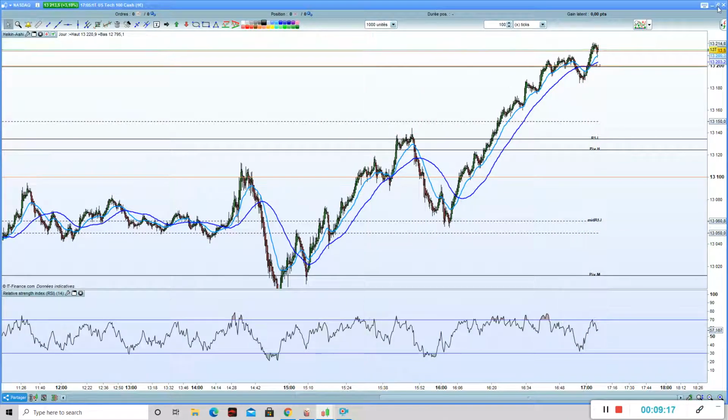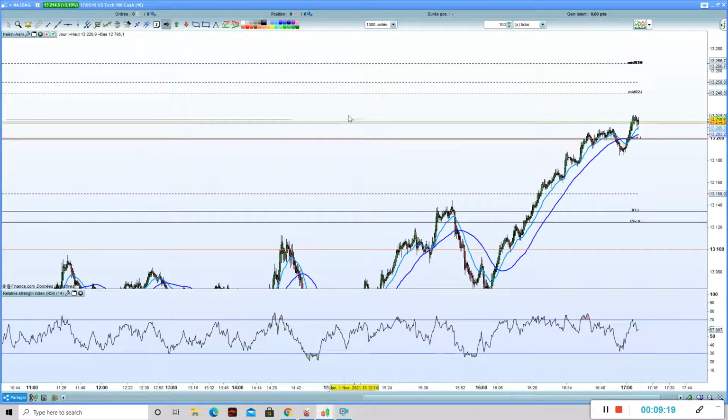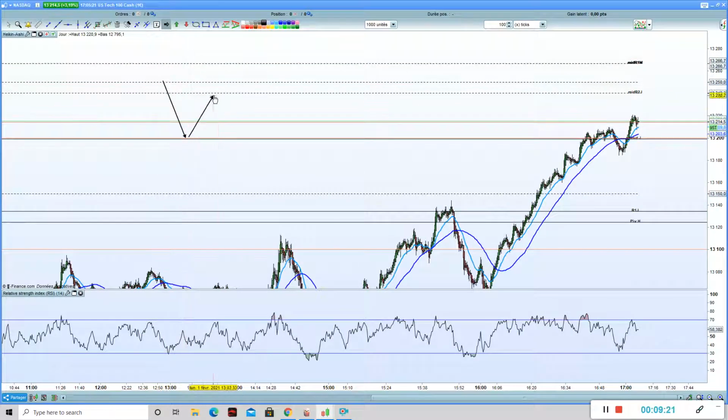So I call this Dolo, which is most of the time that kind of move. So a reversal point, like a double bottom. Double bottom is a Dolo for me.